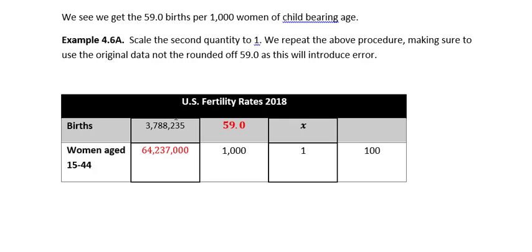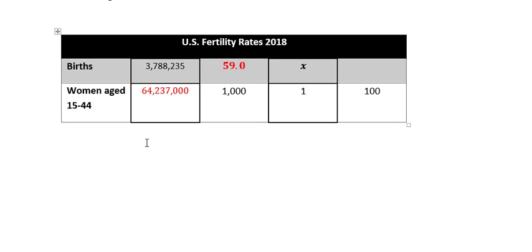So this one we're going to do together, right? Scale the second quantity to 1. In other words, they want this ratio of births per women to be births per 1 woman, right? We're just going to repeat the above procedure, making sure to use the original data and not round off 59. I don't want to round off 59. I could divide this by 1,000, divide this by 1,000, and it would be rounded off. So I want you to think about how we're going to do this, and I'm going to put it down here on the paper. So why don't you hit pause and see if you can do that problem.